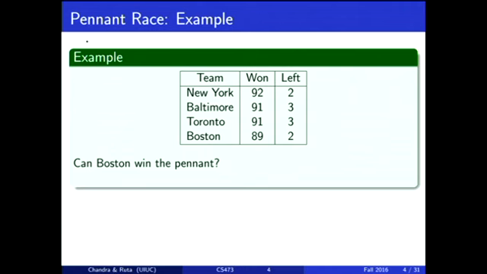So at any point, when you're thinking about the postseason, what does the picture look like? They've already played a lot of games, so the picture looks like this. The teams have won this many games, and there are only this many left. Now you want to know, can Boston win the pennant? What does it mean? Will Boston be the team which has the most wins among these four at the end of it? If I ask you that question, what will you do?